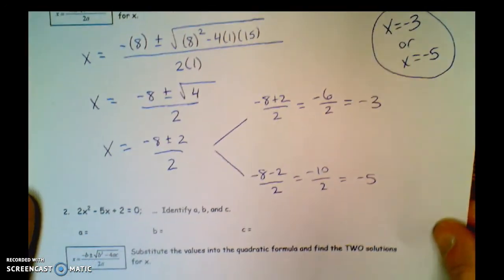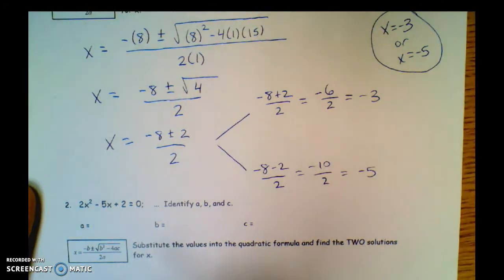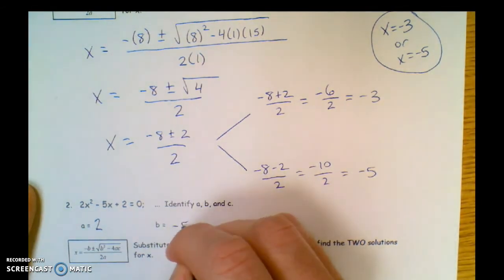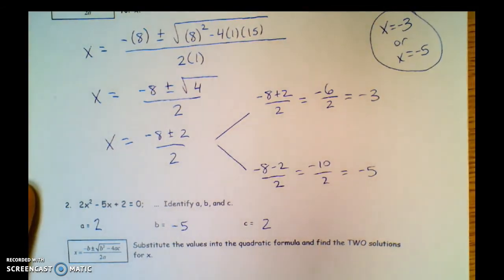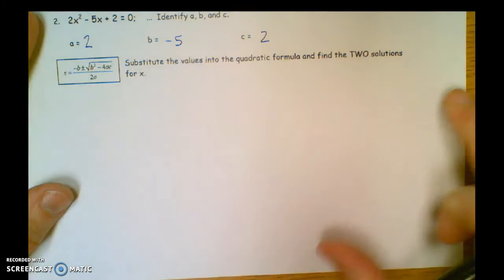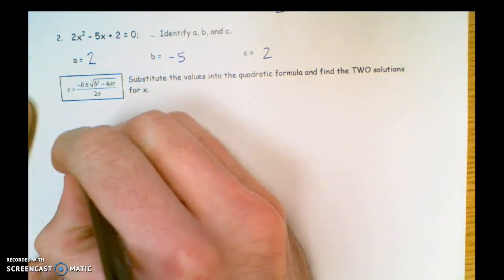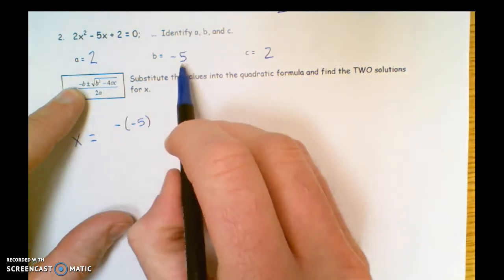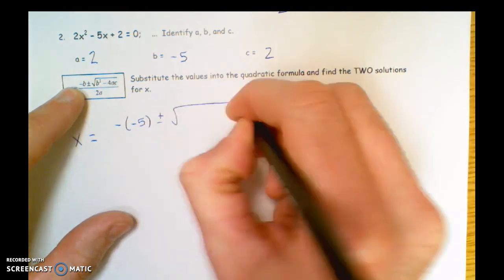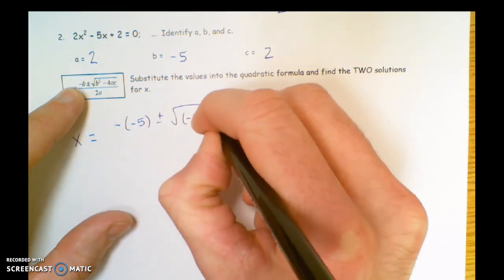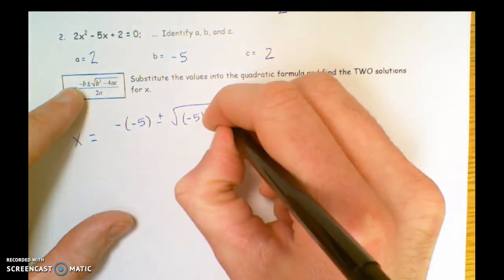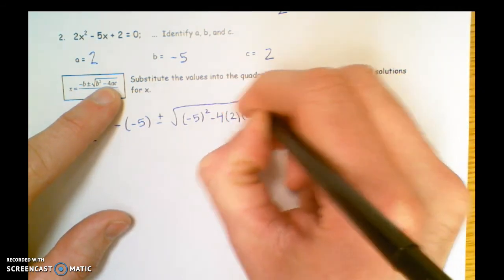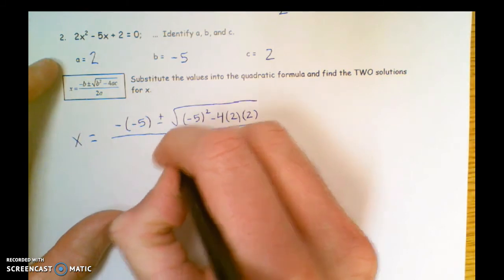Okay, let's try one more. For this problem, we're going to identify the a, b, and c again. So the a is 2, the b is negative 5, and the c is 2. We're going to use those values and plug them into the quadratic formula. Solving for x, so x equals the opposite of b, and notice b is a negative value, plus or minus the square root of negative 5 squared inside of parentheses, minus 4 times a, which is 2, times c, which also is 2, all over 2 times 2.